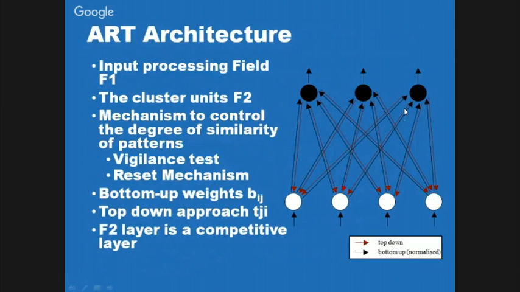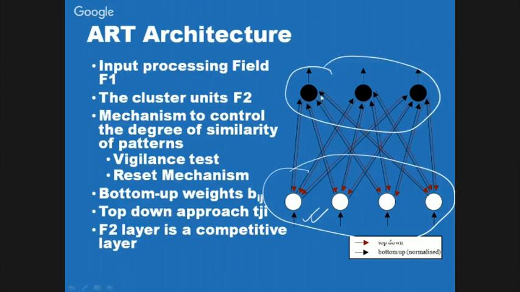So this is your ART architecture. In ART architecture we get 2 main layers. One is your F1 layer, and this is your F2 layer. F1 layer is known as your input processing field, where you are inputting. And F2 consists of the different types of clusters, and it has a mechanism to control the degree of similarity.